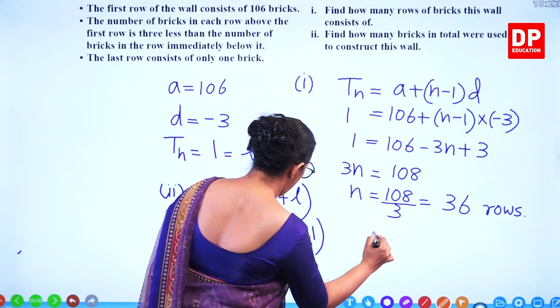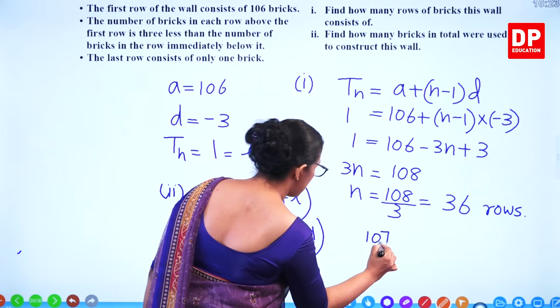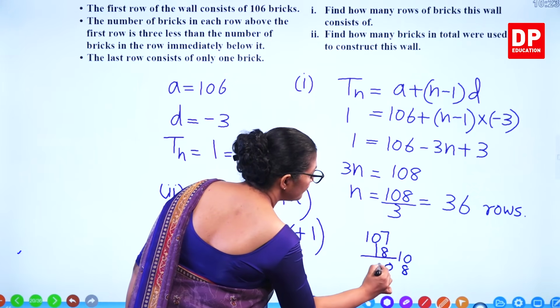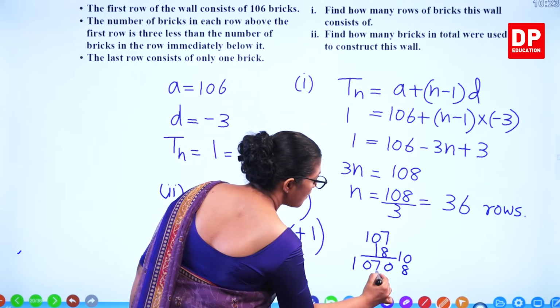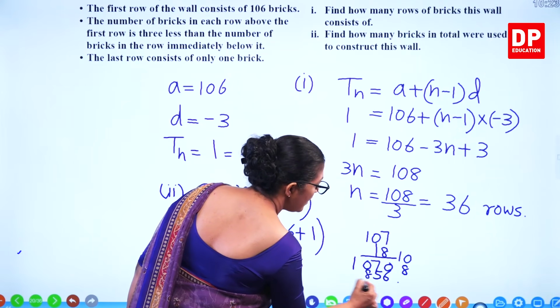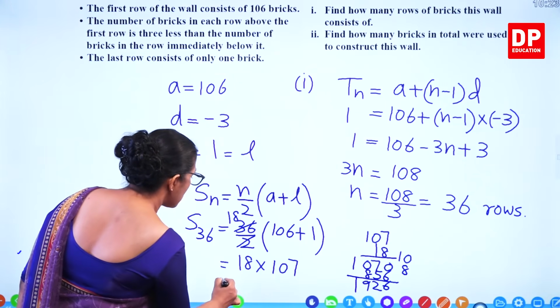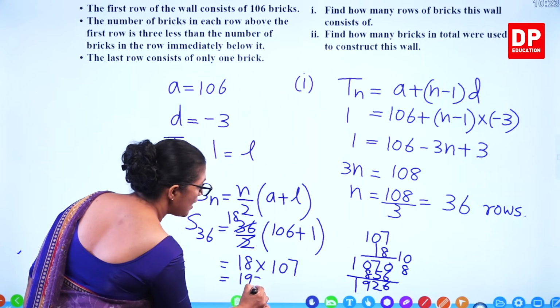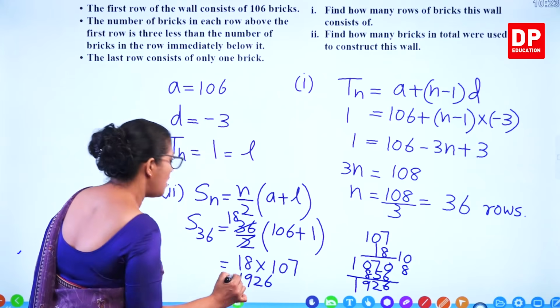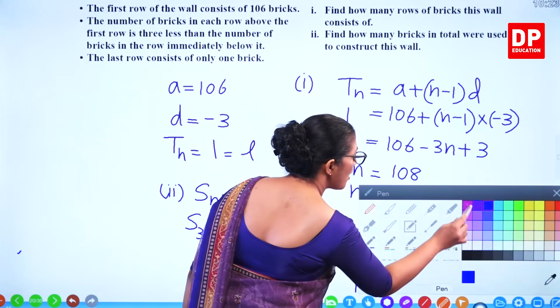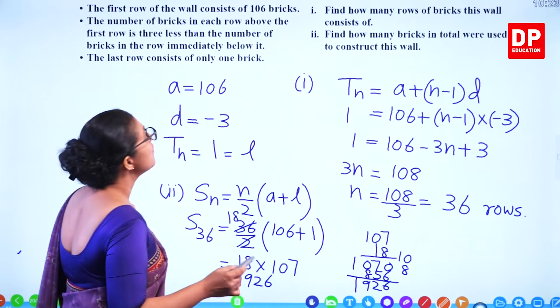So multiply 107 times 18. 8 times 7 is 56, and so on. Altogether you get 1926 bricks. Now we'll see how many marks you are getting for these two steps. That's part A.